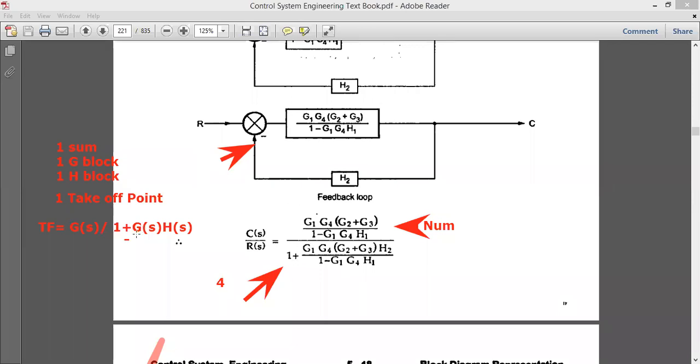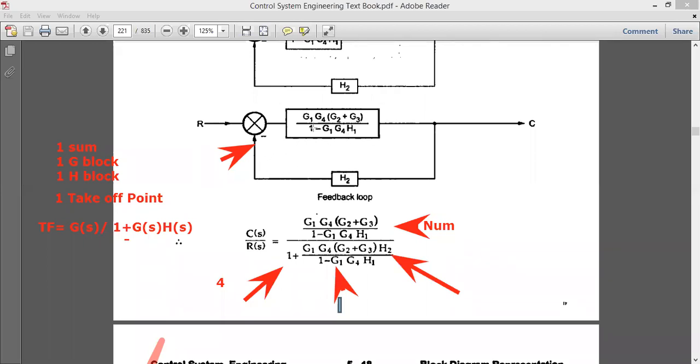Then divided, G of S, you write again G of S. Where is G of S? You just see, this is my G of S. Multiplied by H of S. Where is H of S? The H of S is here. What is H of S? H of S is nothing but your new value of H2 here. I'll show you. This is your H2. So how did I get this equation? This equation I got by reducing this minor block.